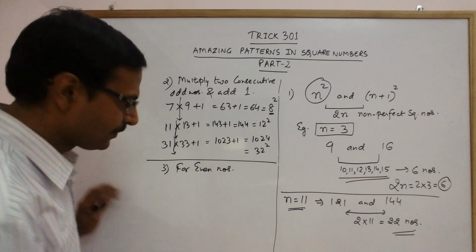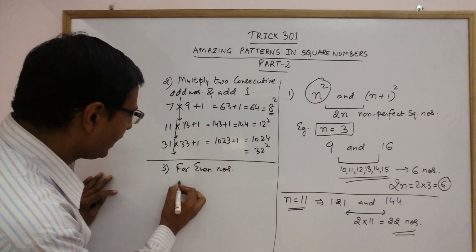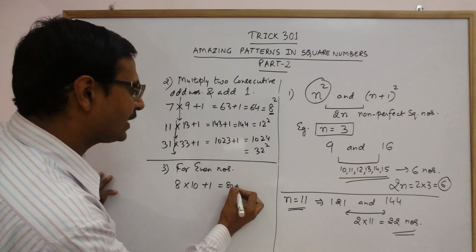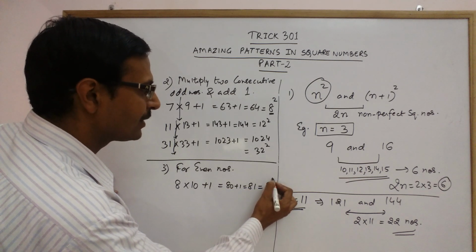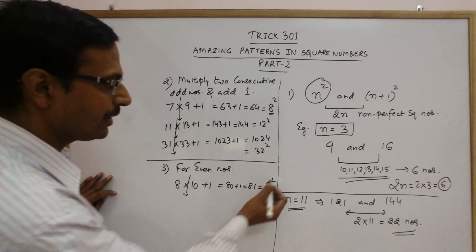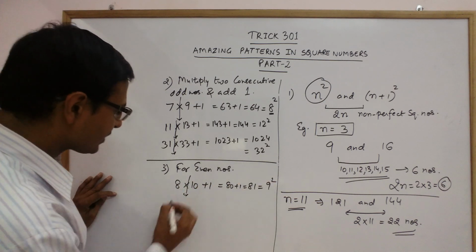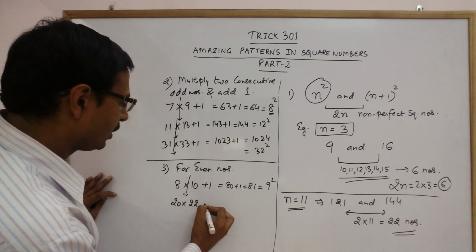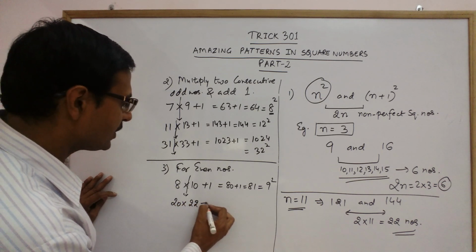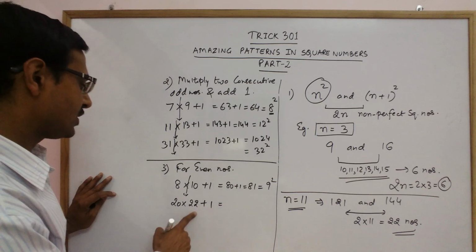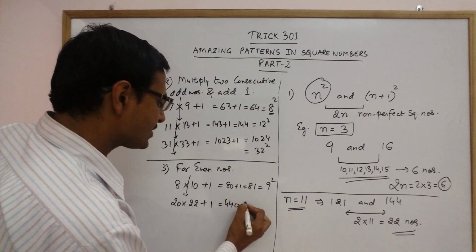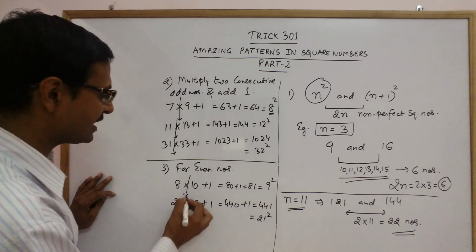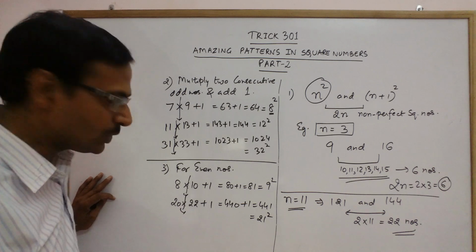For even numbers, you take say 8 and 10, then add 1: 8 times 10 is 80, plus 1, 81. 81 is 9 squared, so you get the number between 8 and 10, which is 9. Take some larger numbers, say 20 and 22. 20 and 22 are two consecutive even numbers. We add 1 to this. So this is 440 plus 1, it is 441. And what is 441? It is 21 squared, which lies between 20 and 22.